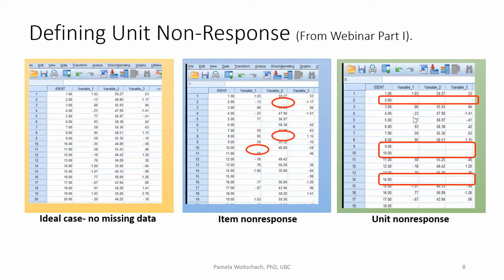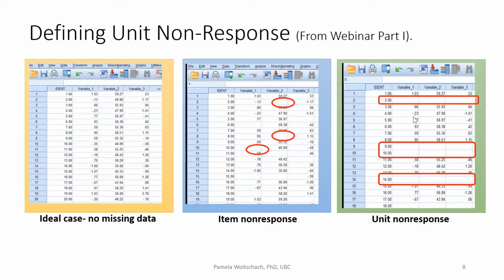The second box is item non-response, very common. We usually see this case in our data sets very often. What we actually do is fill out those blank boxes with information from the data available, often through an imputation method.